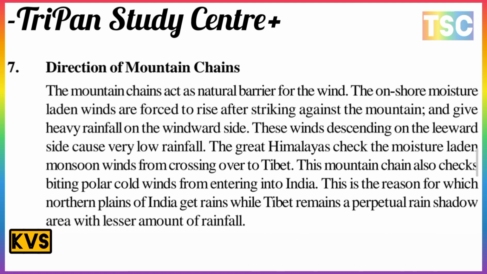The Great Himalayas check the moisture-laden monsoon winds from crossing over to Tibet. This mountain chain also checks the biting polar cold winds from entering into India. This is the reason why the northern plains of India get rains while Tibet remains a perpetual rain shadow area with a lesser amount of rainfall.